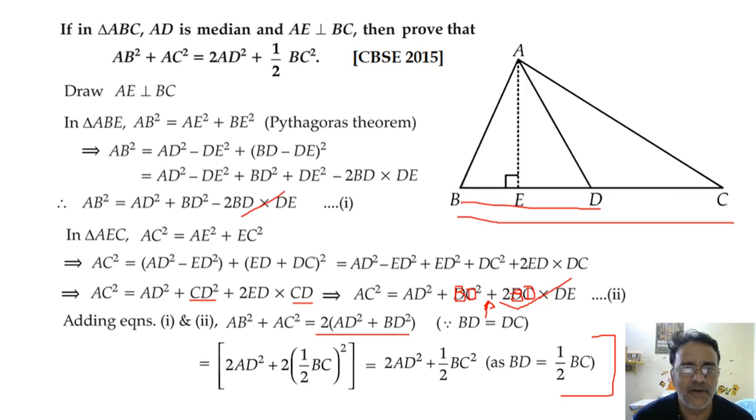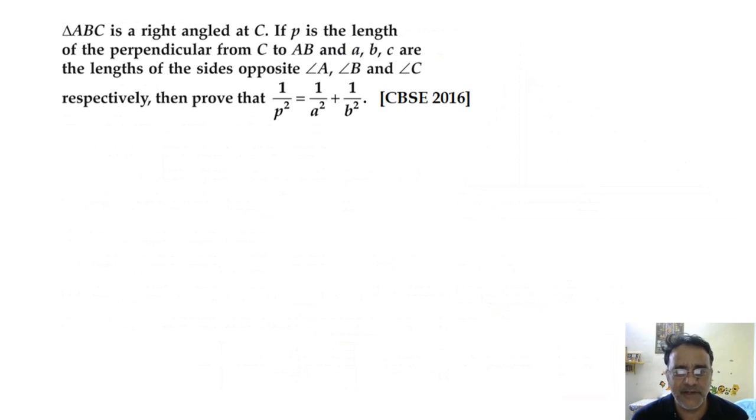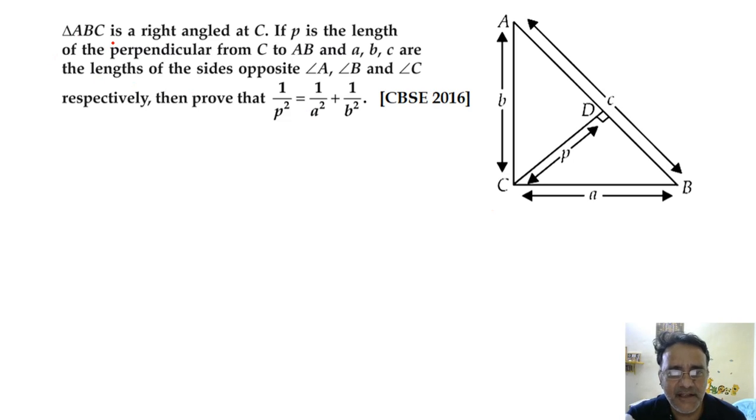No, sir. Okay, so we'll move towards one more very important question. This is a 2016 question. This is the figure. A triangle ABC is a right angle triangle at C. If p is the length of perpendicular from C to AB, and a, b, c are the lengths of the sides opposite to angle A, angle B, angle C respectively, prove that 1 upon p square is equal to 1 upon a square plus 1 upon b square. Okay, this is a very good question. इस साल भी आ सकता है, repeat भी हो सकता है. So we'll start with these two.